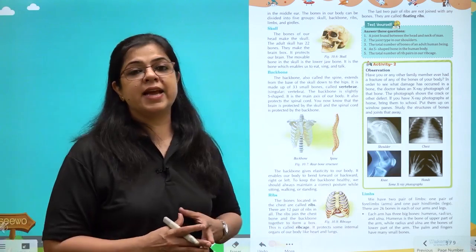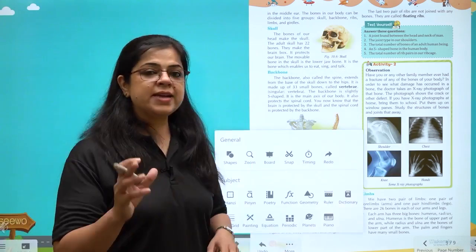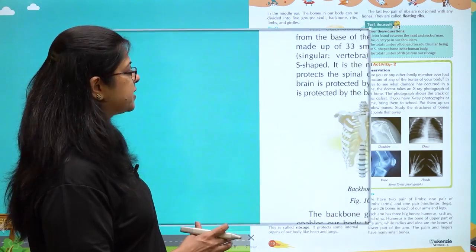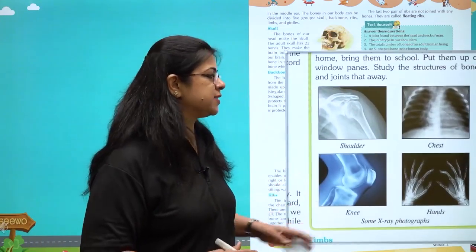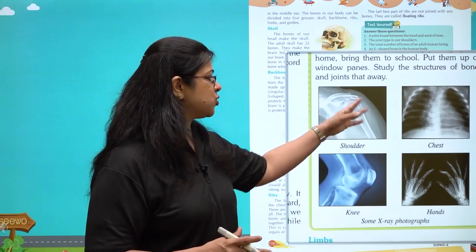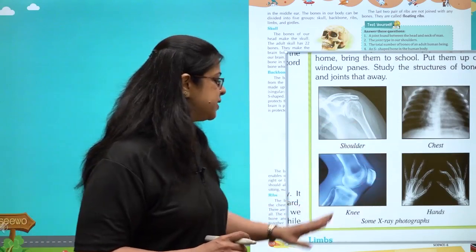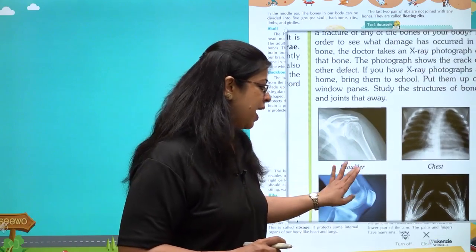We must have seen X-rays of different kinds. As you can see in this example, this is the X-ray of our shoulder. This is the X-ray of our chest, the knee and the hands.